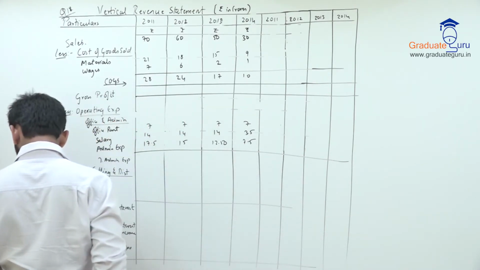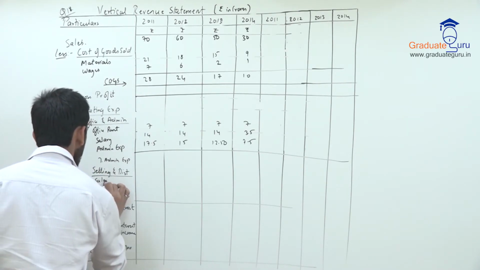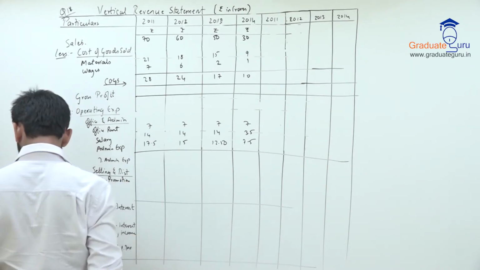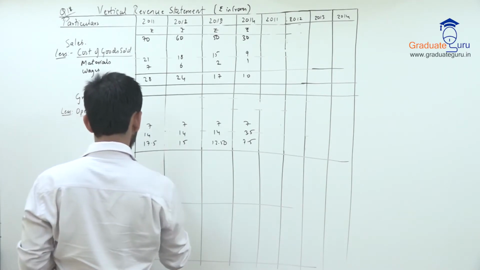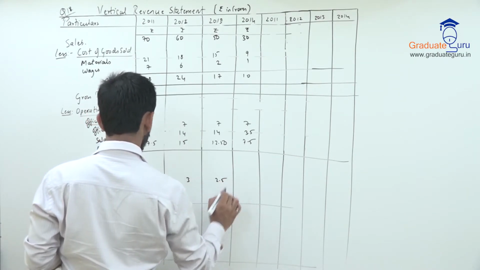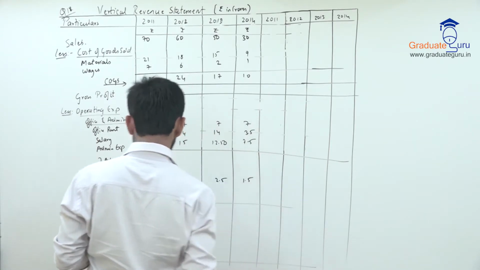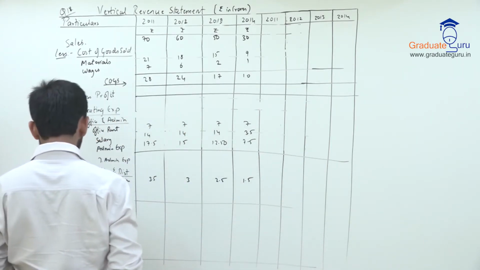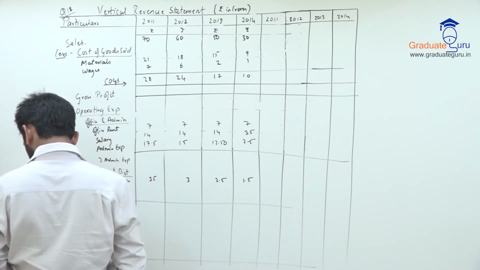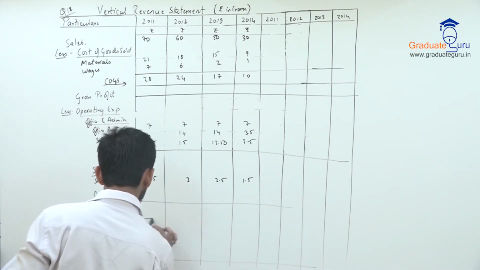Done. Sales promotion expense. So it will be selling and distribution. Sales promotion 3.5, 3, 3.5, 3, 2.5 and 1.5. Interest on debentures we have, and space for interest on debentures. Interest 10, 10, 10, 10. Interest over here.